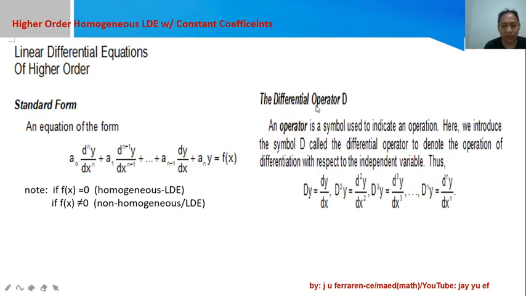Now, sometimes our DE may appear to contain an operator D. So, what is D? An operator is a symbol used to indicate an operation. Here, we introduce the symbol D, called the differential operator, to denote the operation of differentiation with respect to the independent variable. Thus, dy/dx means the derivative of y. D squared y is the second order derivative with respect to x, D cubed y and so on. These represent the order of the differentiating operator on our functions.